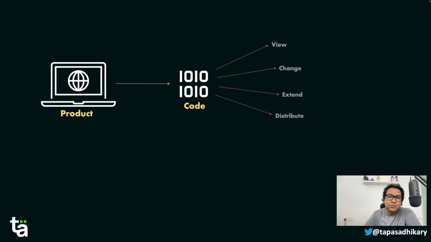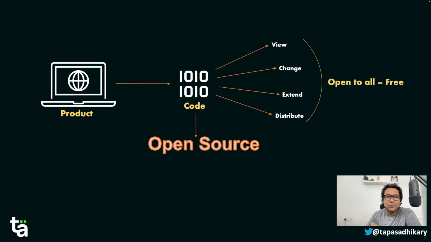Now, if this is a code, if the code is viewed, changed, extended and distributed publicly, it means the code that anybody can view, the code that anybody can come and change, the code that anybody can extend to add additional features, the code that anybody can distribute. If this is open for all, if this is free, we will call that code open source.